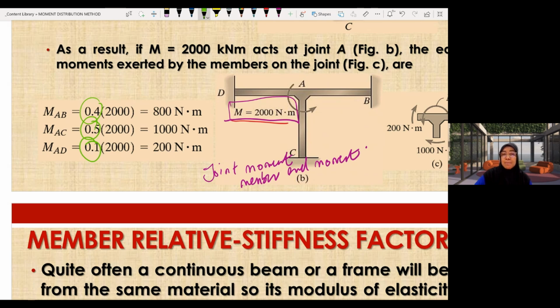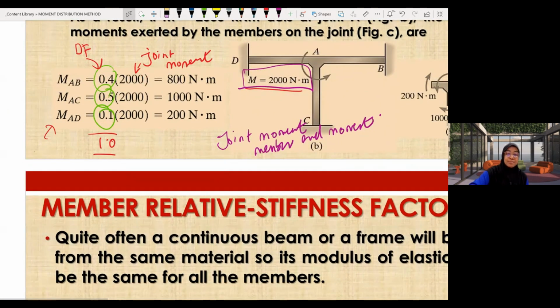So member end moment we get from joint moment, because this is joint moment, and this is distribution factor, where the total is 1.0. Distribution factor at a joint is 1, and in total, it must also be 1. Now, MAB, MAC, MAD: these three are called member end moments.